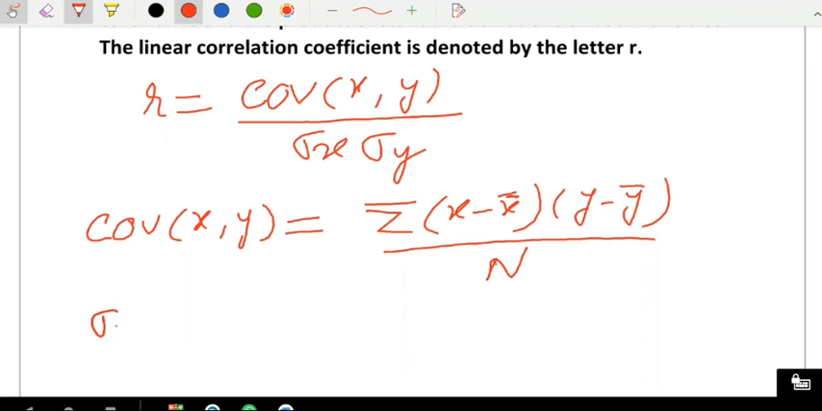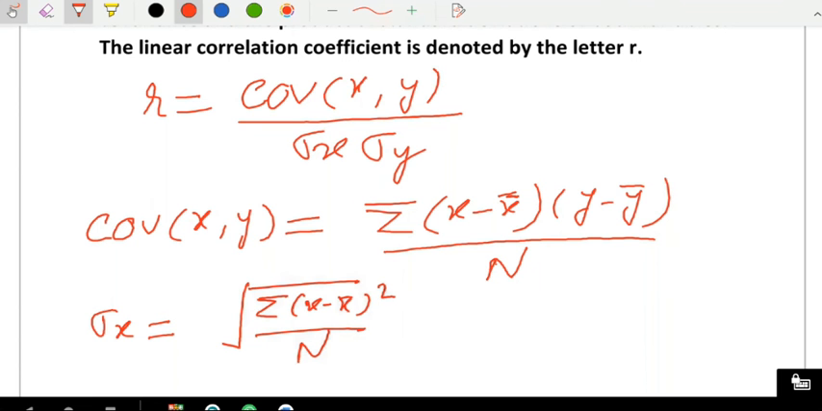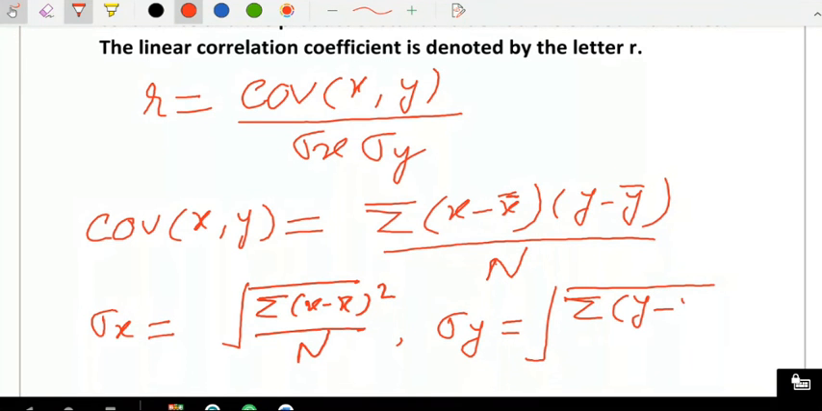So sigma x is nothing but the standard deviation. Then what is the formula of standard deviation? We can write it like this: square root of sigma x minus x bar whole square divided by capital N. Same thing, x minus x bar, I told you in the previous one. And sigma y also, just substitute the value of x here, meaning y minus y bar whole square divided by n. So this becomes the formula of the coefficient of correlation.